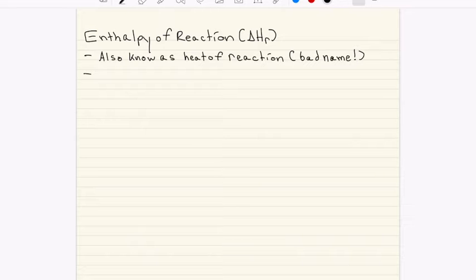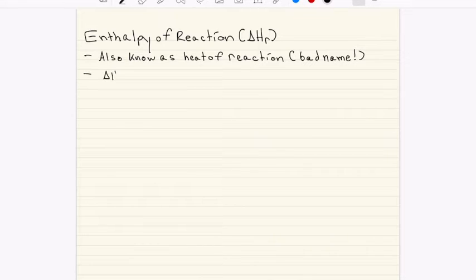In any case, as I mentioned in the introduction video, delta H of R is basically the net energy transfer between the amount of energy that's put into the system to break the bonds of the reactants and the energy that's released when the product bonds are formed.